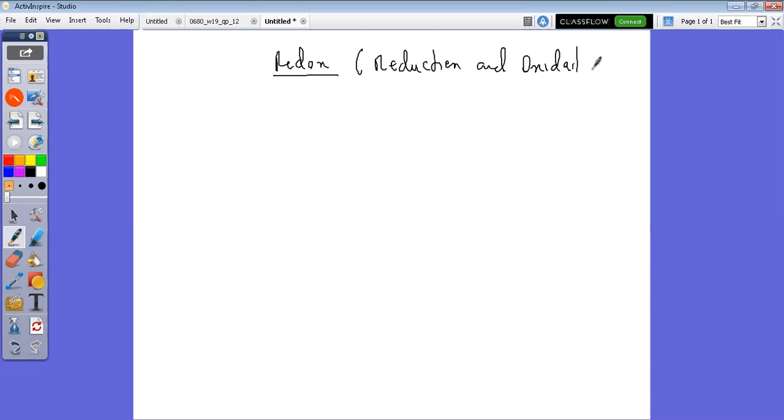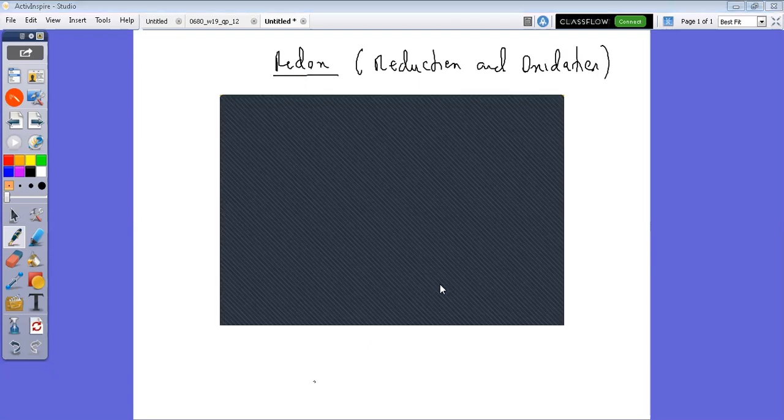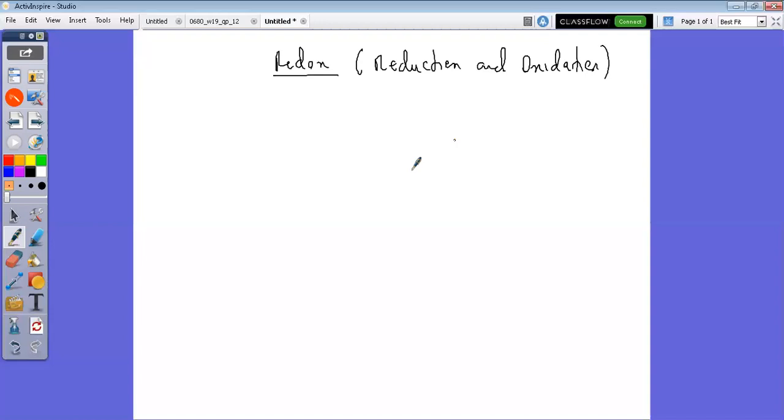How do you spell redox? Oh, okay. Can you all see my whiteboard? Oh, I haven't shared. Yes, sir. You can see? Yeah, we can see. Okay. So it's reduction of what? Reduction and oxidation. Redox is reduction and oxidation.